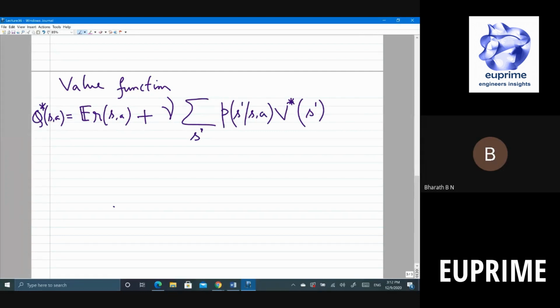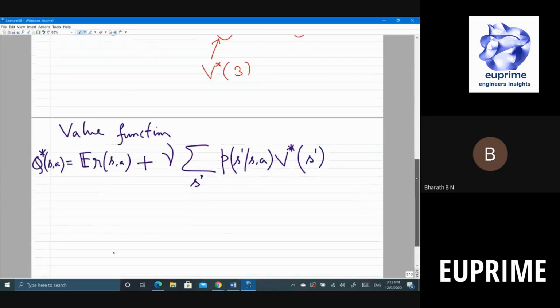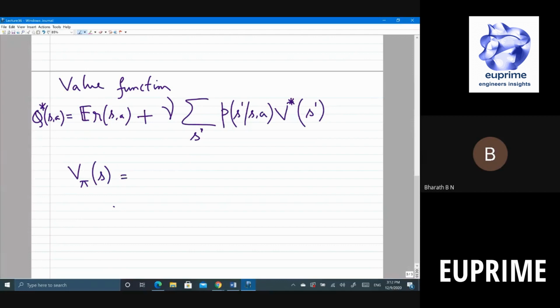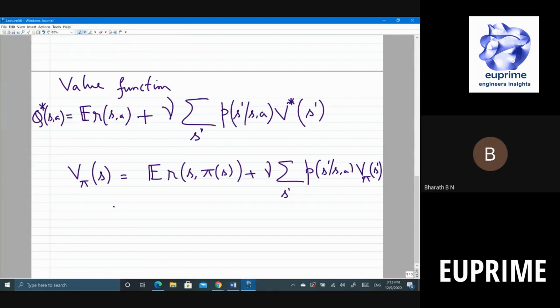Is this fine? Now if you go back and recollect, we had written this V pi of S also. What is V pi of S? It is the expected value of R of S, when you take a policy pi, that means pi of S is the action, plus gamma times the summation over S' of the probability of S' given S and A, times V pi of S'. What is the difference? The entire V pi is written in terms of the policy pi, and you have to optimize over all policies pi. That will describe the entire path.